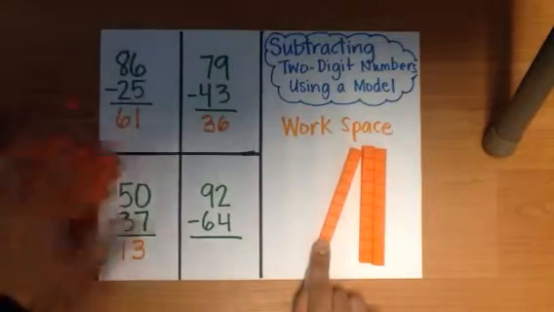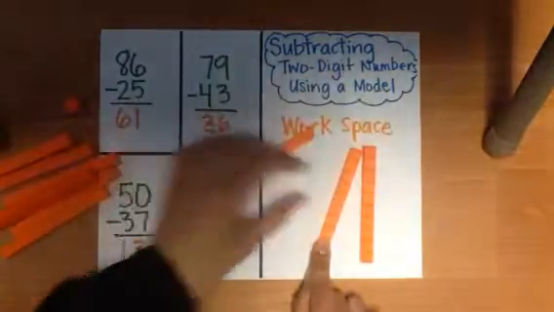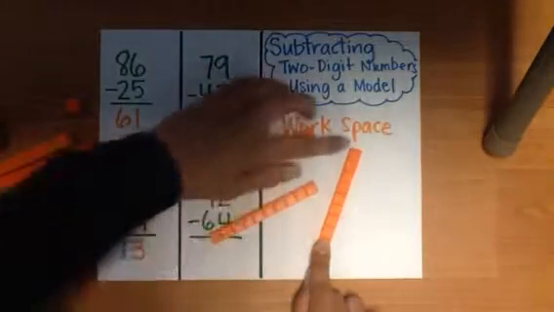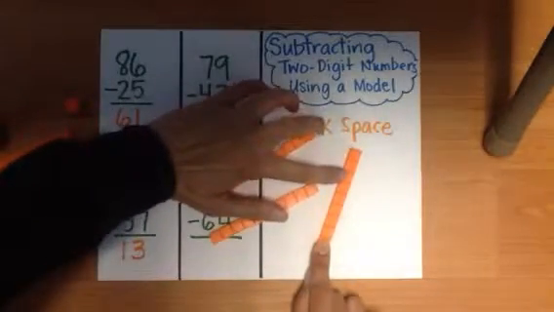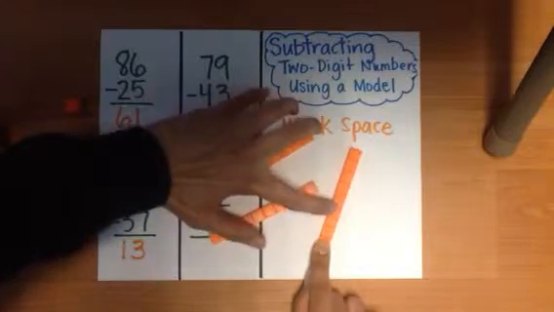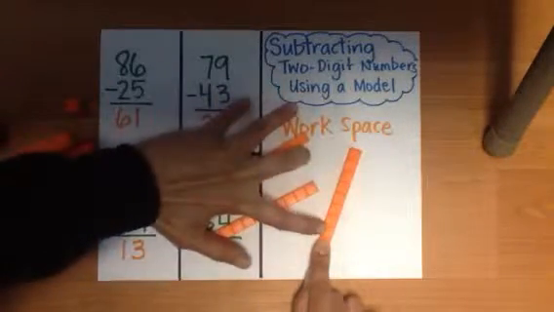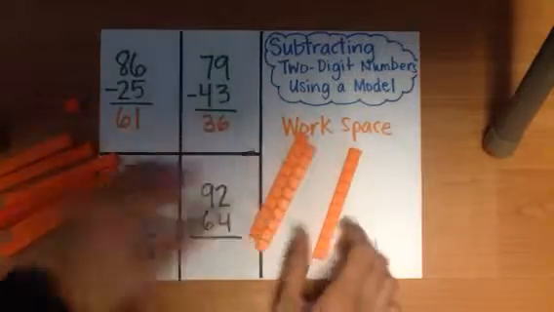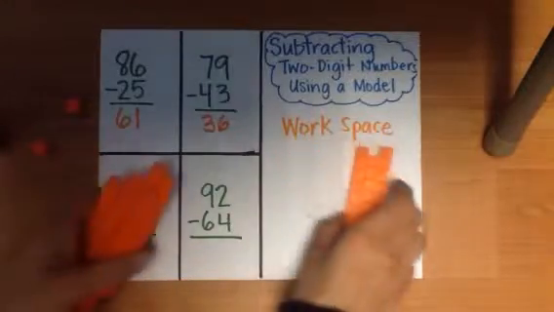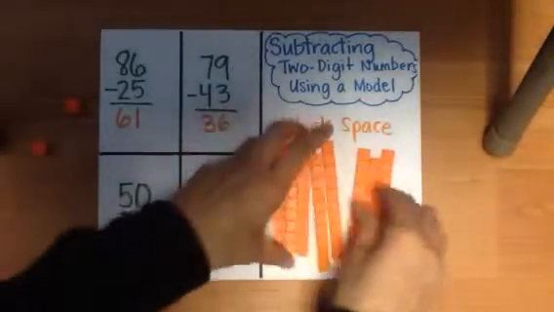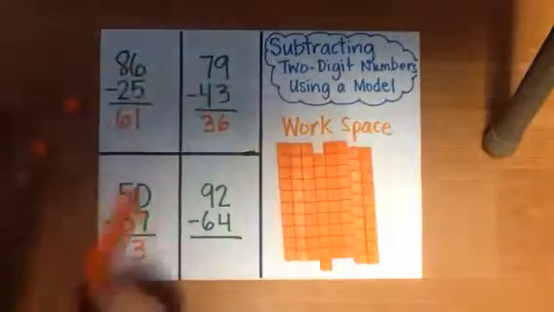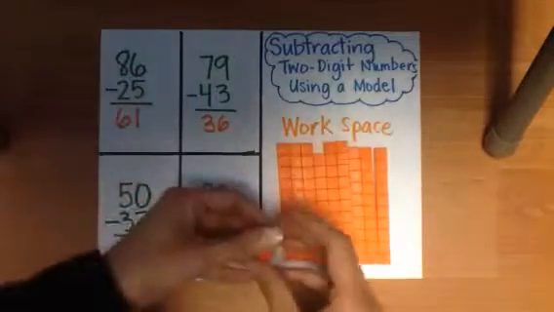Let me put this down so I can use this hand. We have 10, 20, 21, 22, 23, 24, 25, 26, 27, 28. There's 28 left. Now let me show you the other way that we just did where we can regroup and trade out a 10 for some 1s.